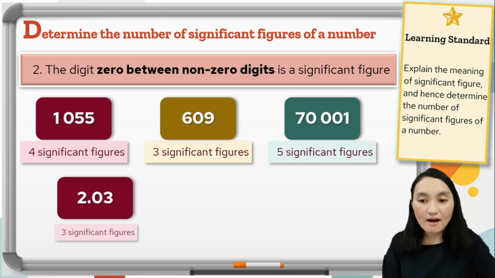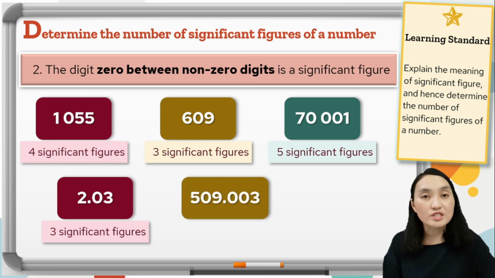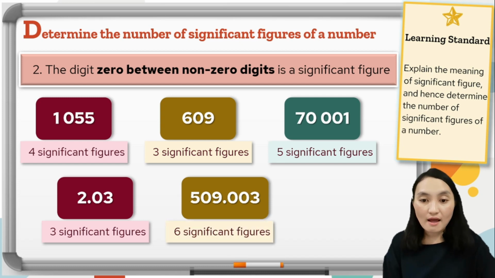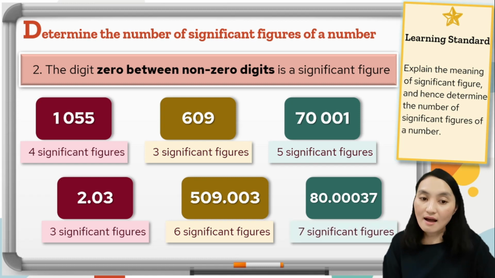2.03. There are 3 significant figures. Even though it is a decimal, because the 0 is between non-zero digits, it is calculated as a significant figure. 509.003. There are 6 significant figures. And the last one, 80.00037. There are 7 significant figures because 1, 2, 3, 4, 5, 6, 7. There are 7 significant figures.